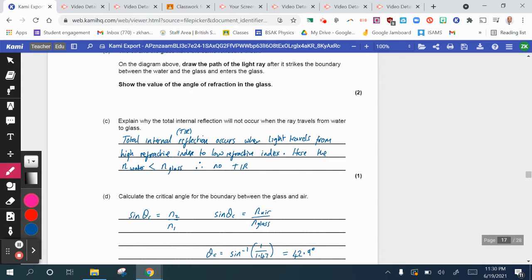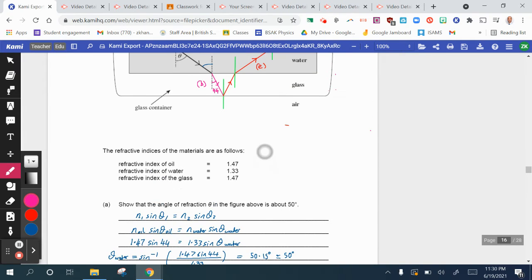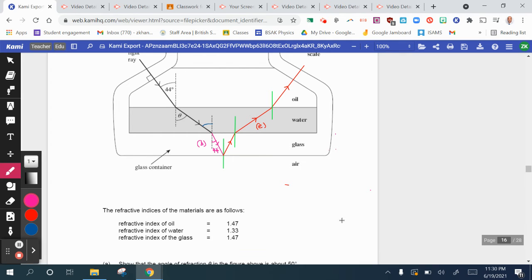The next question is: explain why total internal reflection will not occur when the ray travels from water to glass. So, why does total internal reflection not occur when the ray goes from water into glass? Okay, so going from water into glass, why doesn't it hit and bounce off?